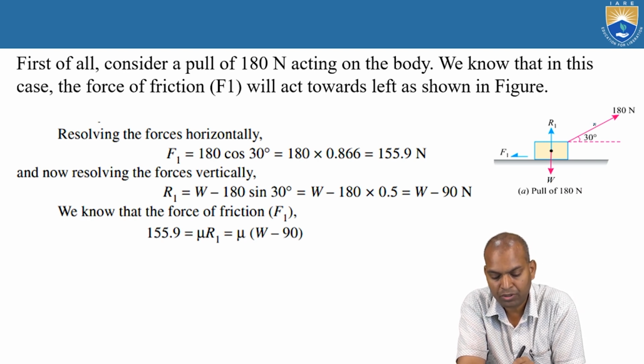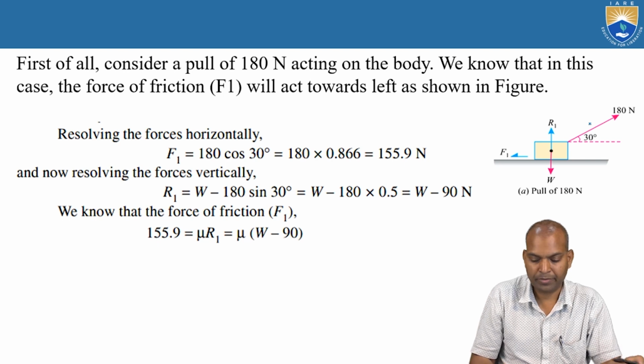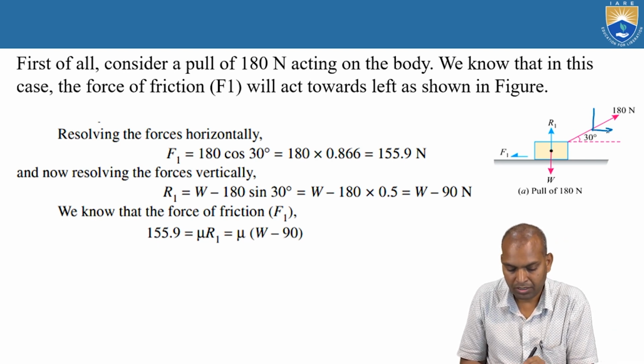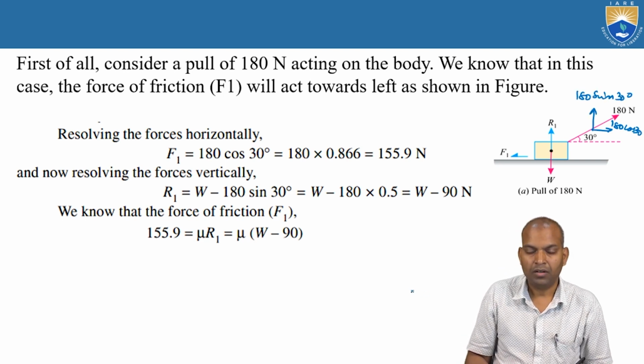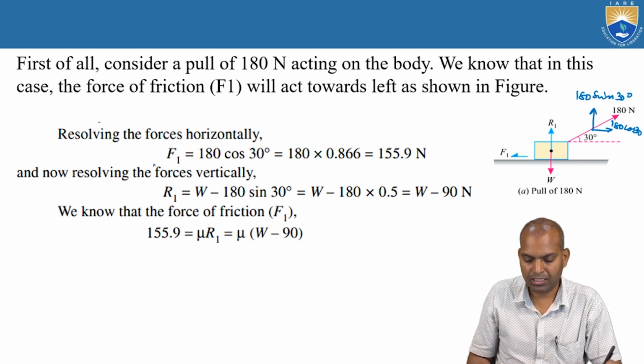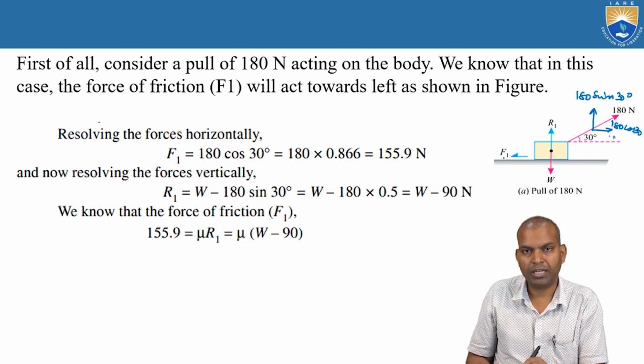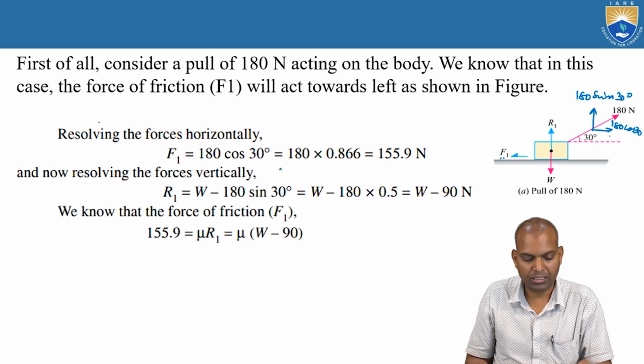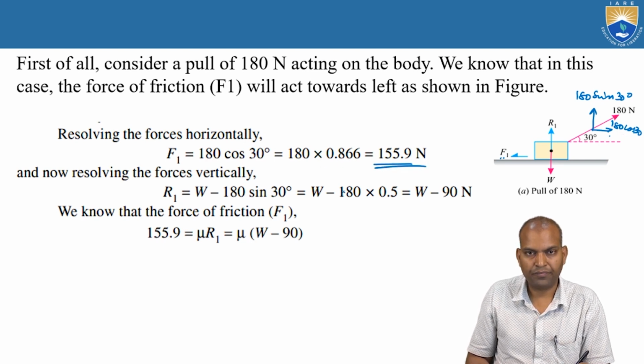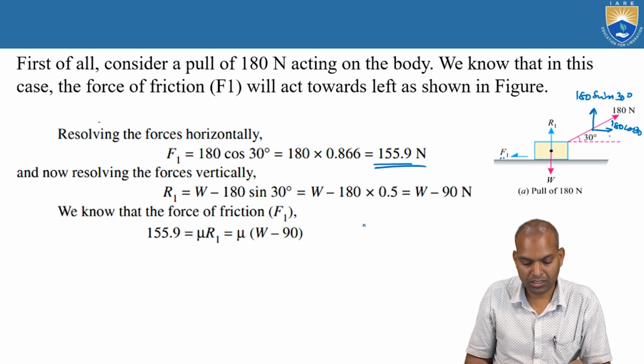So if we apply equilibrium conditions here, what are the equilibrium conditions we applied here? Here 180 cos 30 and here 180 sin 30. What are the horizontal forces? Horizontally, F1 equal to 180 cos 30. What is that F1? 180 times cos 30. That is 155.9 newtons. Now what are vertical equilibrium forces?